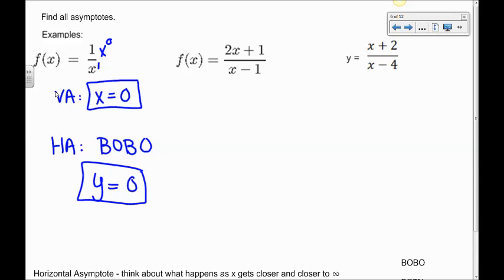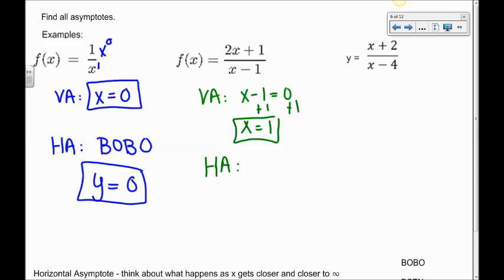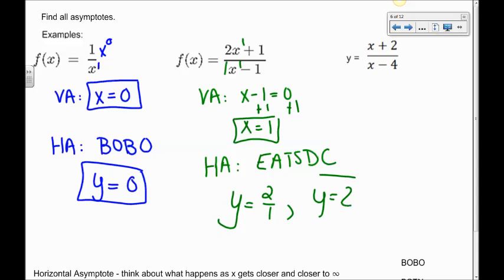Okay, here our vertical asymptote is going to be x minus 1 equals 0. When we add 1, we get x equals 1. Horizontal, we've got powers of 1 for our x, so our exponents are the same. We're going to divide our coefficients. Our coefficients are 2 in the numerator and 1 in the denominator. So y equals 2 over 1, or y equals 2.